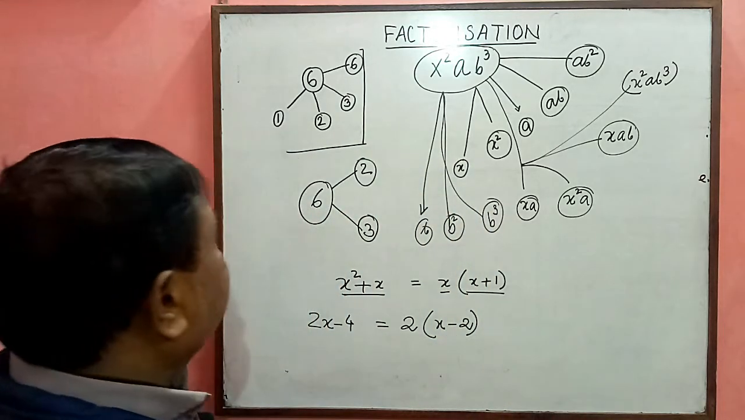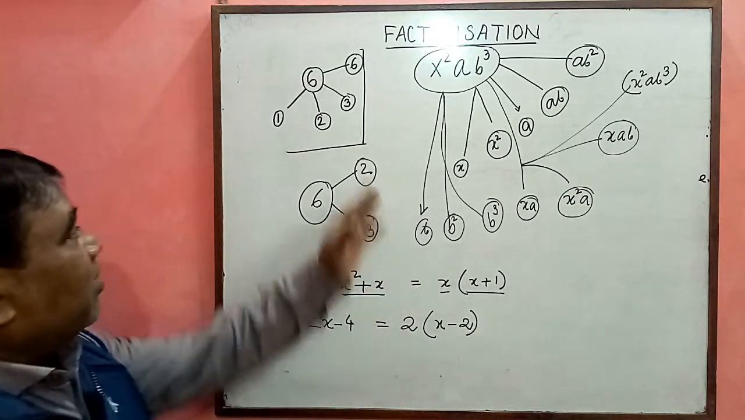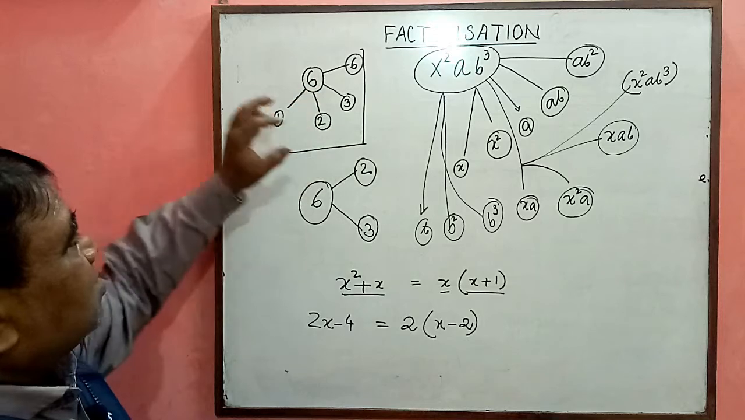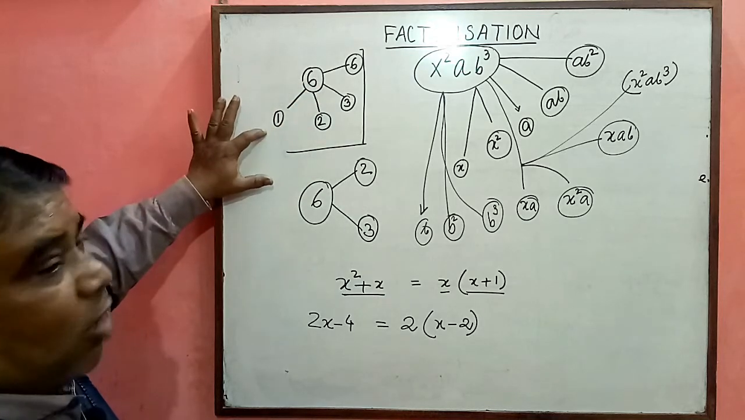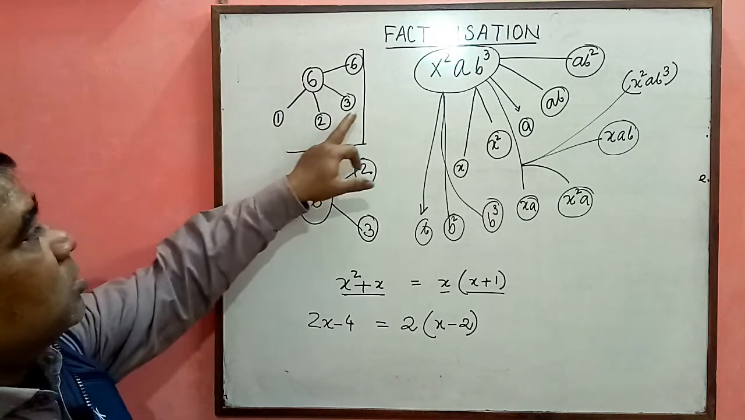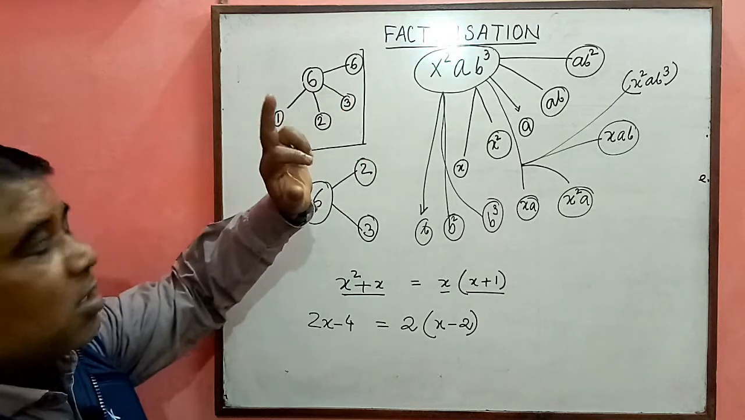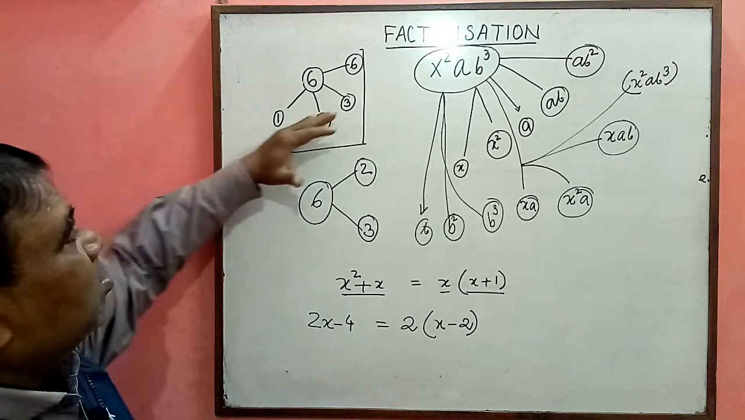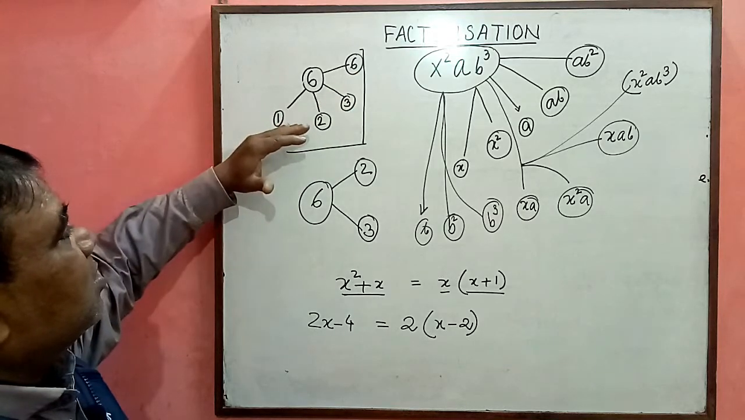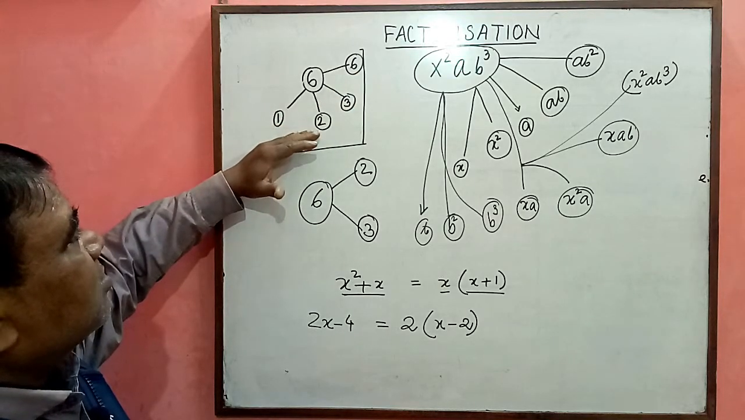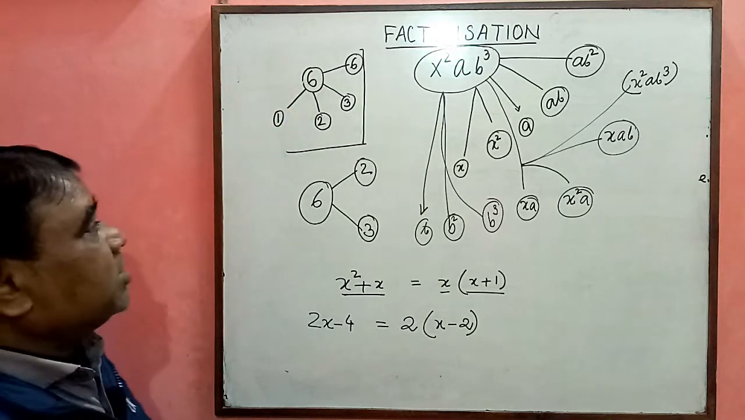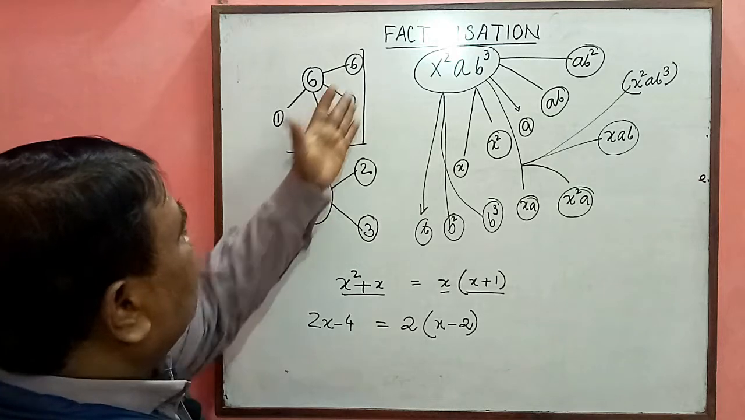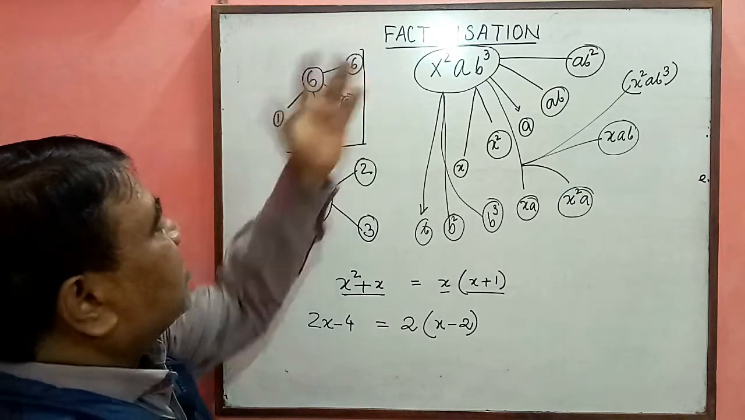Today, let's see. Here I have taken 6. 6 is a number which is divisible by 1, 2, 3, 6. So, these all 4 digits are the factors of 6, because 6 is divisible by all these 4 numbers 1, 2, 3 and 6.